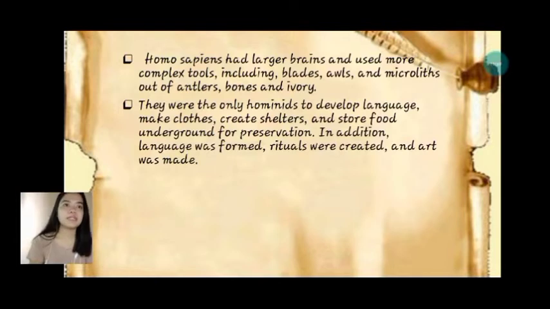The Homo sapiens had a larger brain and used more complex tools, including blades, awls, and microliths made out of antlers, bones, and ivory. So, they were the only hominids to develop language, make clothes, create shelters, and store food, underground preservation. In addition, language was formed, ritual was created, and art was made. So, sila yung kumbaga updated na sila. Marunong na sila mag-suot ng damit. Yung language na meron na rin, and nakakagawa na rin sila ng kanilang shelter na kanilang titirahan.